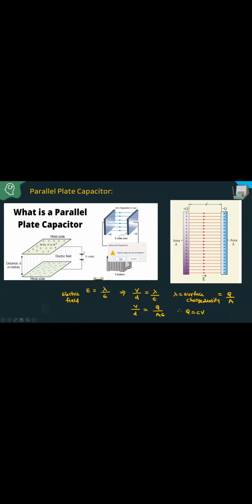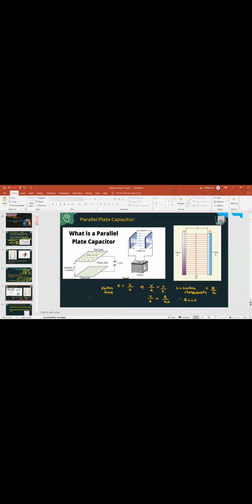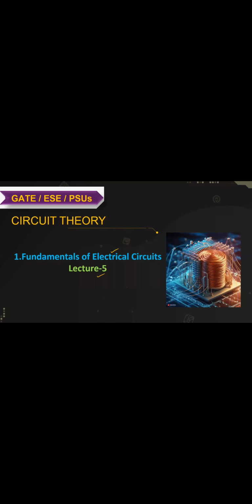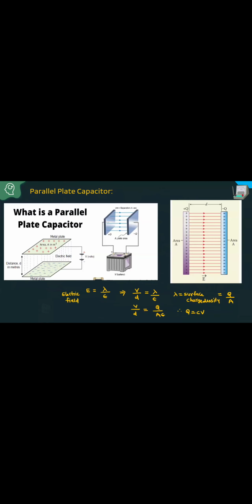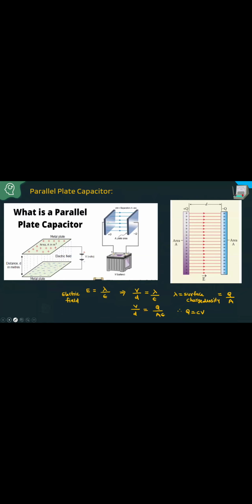V by D equal to, I am substituting Q equal to CV, so CV by A epsilon. Then this V cancels. What is C equal to, friends? C equal to A epsilon by D. This is very important, a five-star formula. The capacitance C equal to A epsilon by D.